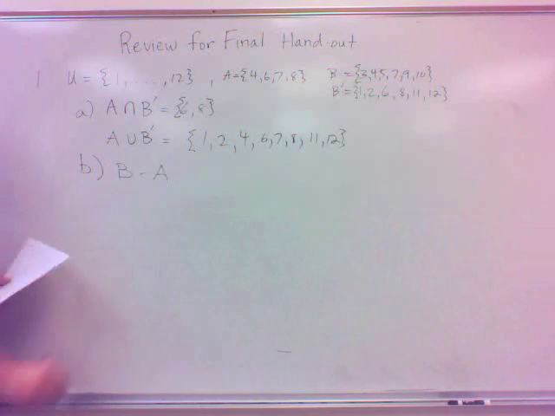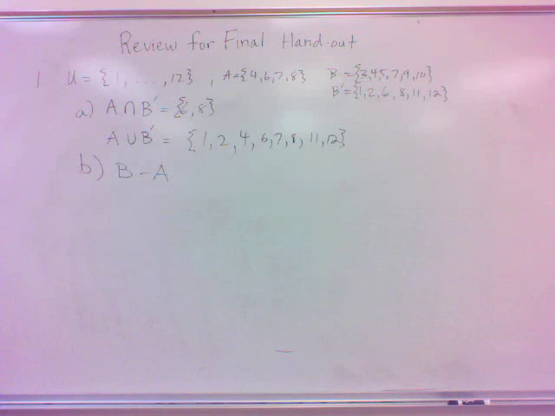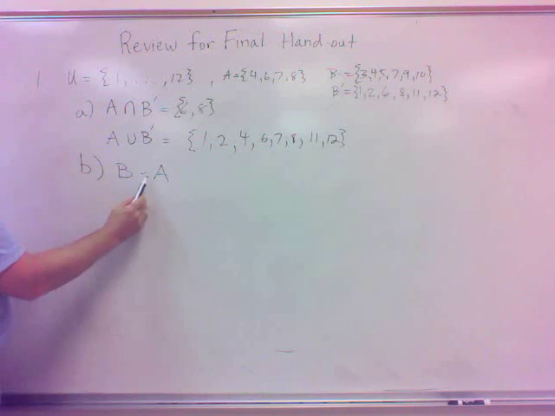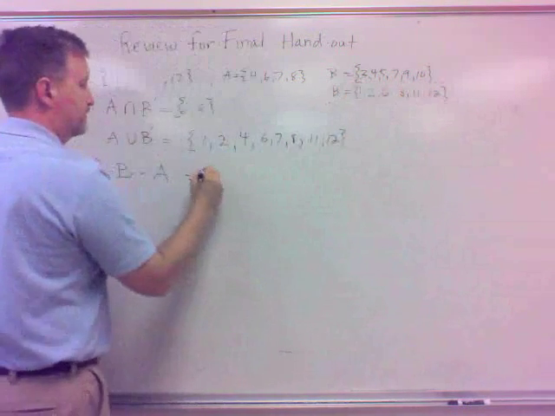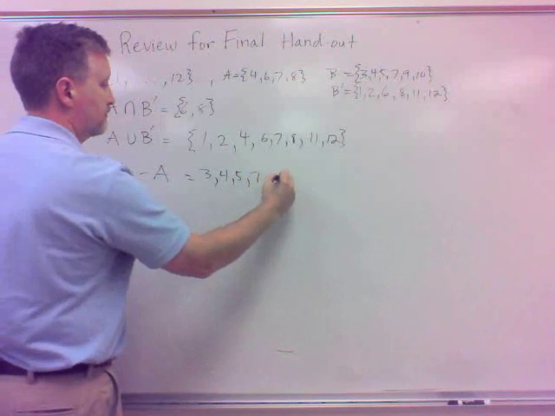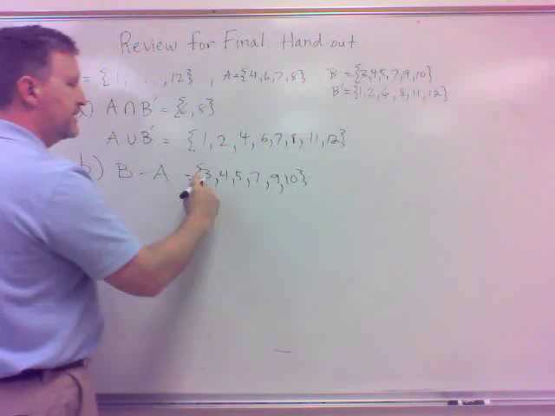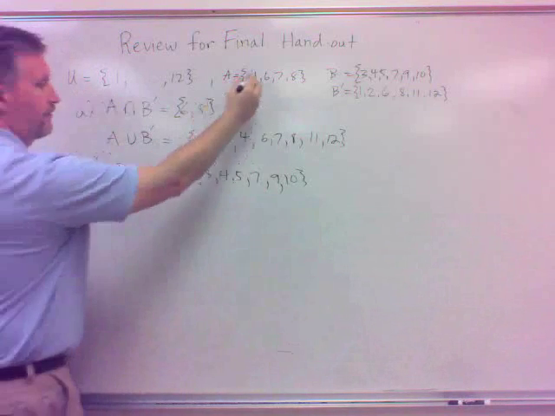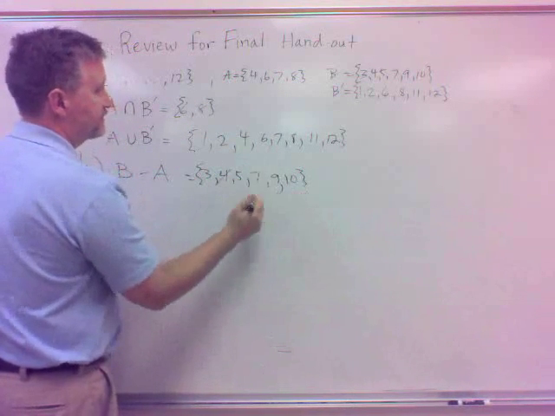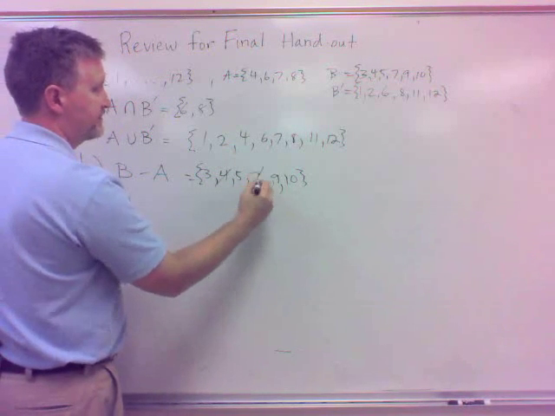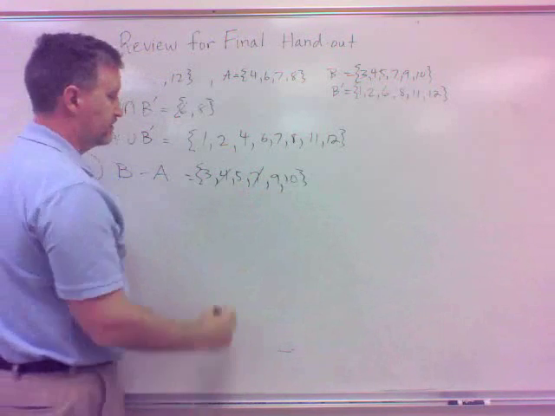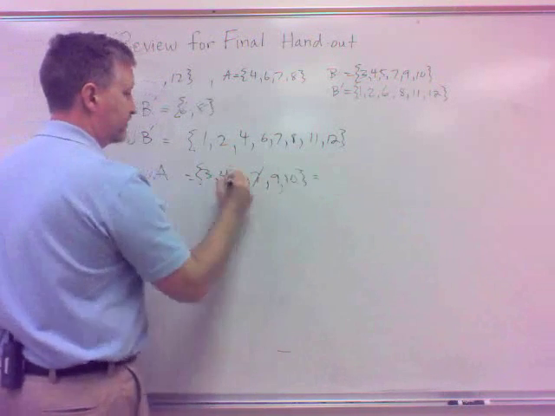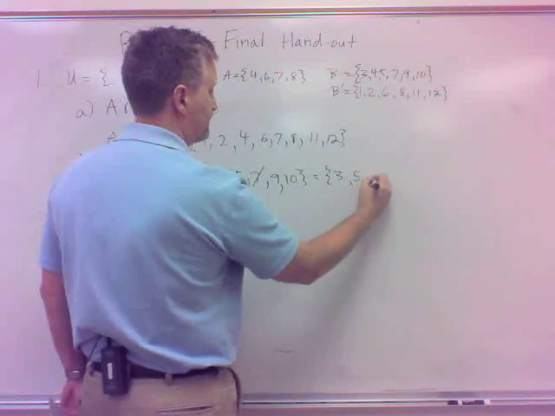B. Simple enough looking one. B minus A in sets, how do we do that? Well, the way I suggested was, this says B take away A. So I'm going to start with B. B is 3, 4, 5, 7, 9, and 10. And then take away any elements that are in A. So A has 4, 6, but 6 is not in there, so it doesn't get taken out, obviously. And then 7 is in A, so it gets taken out. And then 9 and 10 are not in A, so I'm taking out 4 and 7. So that's going to leave me with 3, 5, 9, and 10. That's B, take away A.